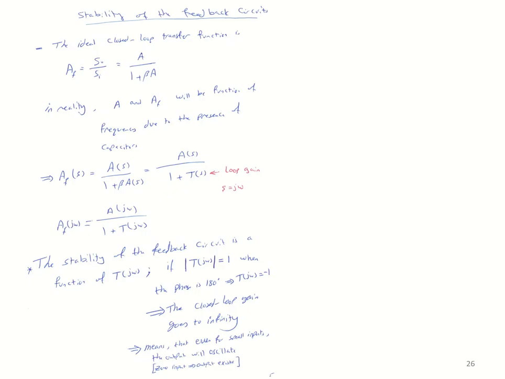So let's have a look. As I said earlier, we can write the closed loop gain in the form of frequency dependency. In the S domain we can write A_f as the open loop gain A divided by 1 plus beta A of S. We can replace S with j omega, so it will be A of j omega divided by 1 plus the loop gain of j omega.